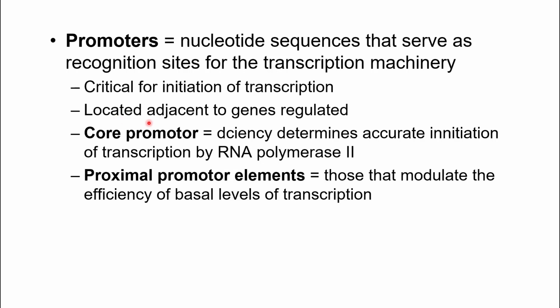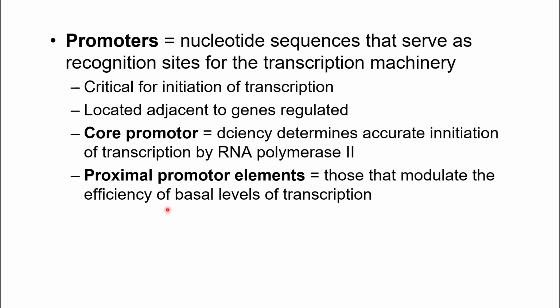We can divide up promoters into two types. We have what are called core promoters and proximal promoters. So core promoters are where our RNA polymerase II specifically binds. These are the regions that determine the accurate initiation of transcription by our polymerase. So polymerase binds to a core promoter.